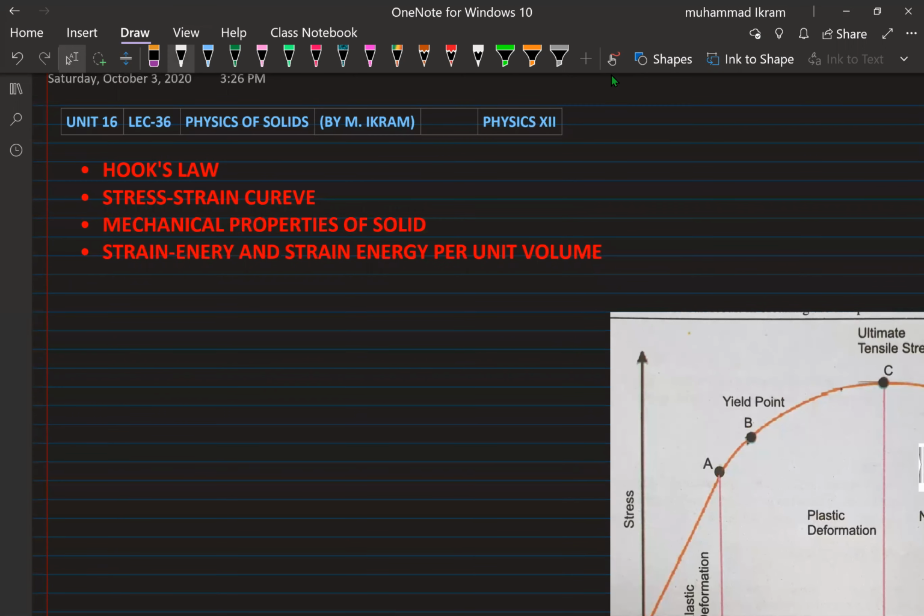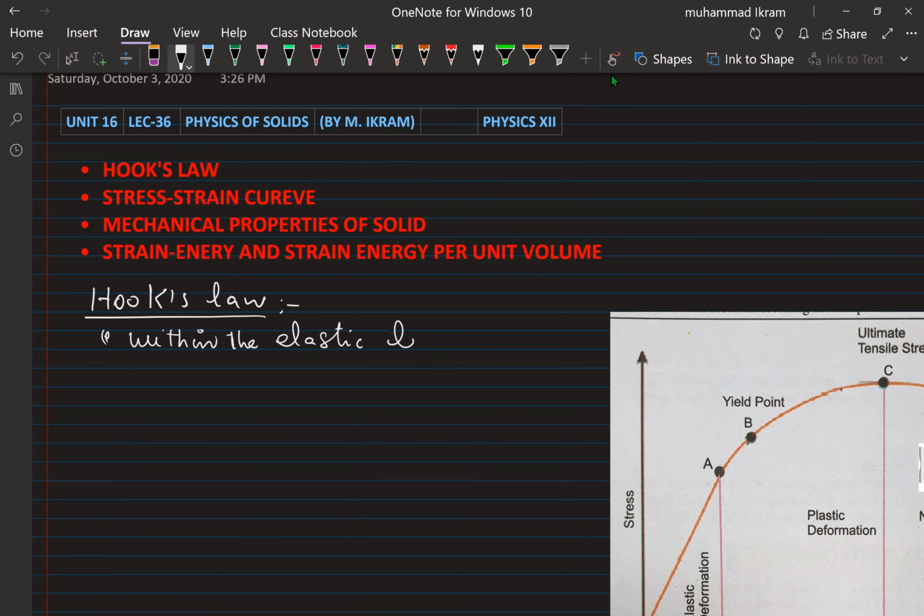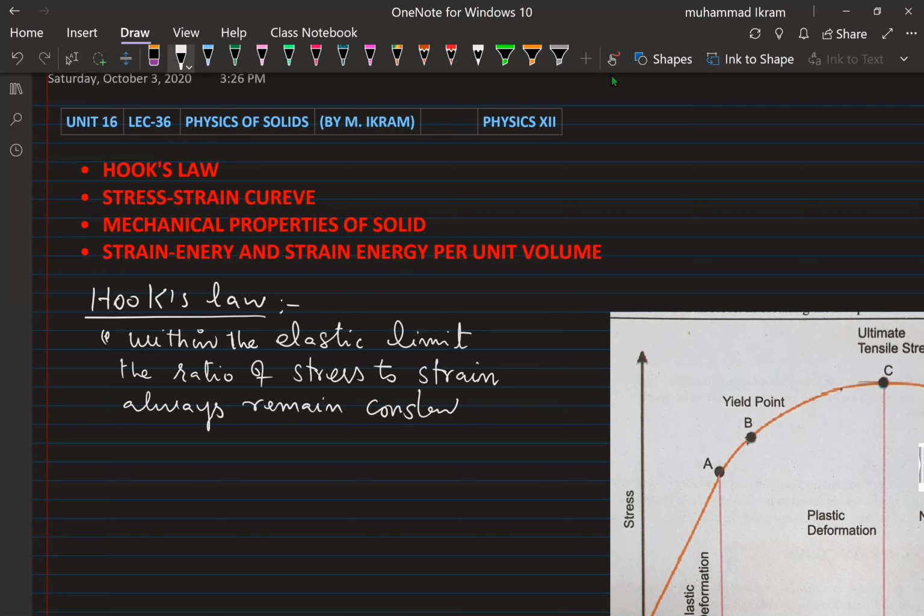Hooke's law, as I told you in the previous class, determines the relation between stress and strain. Hooke's law tells you that within the elastic limit, the ratio of stress to strain always remains constant for the given material. This is known as Robert Hooke's law, right?